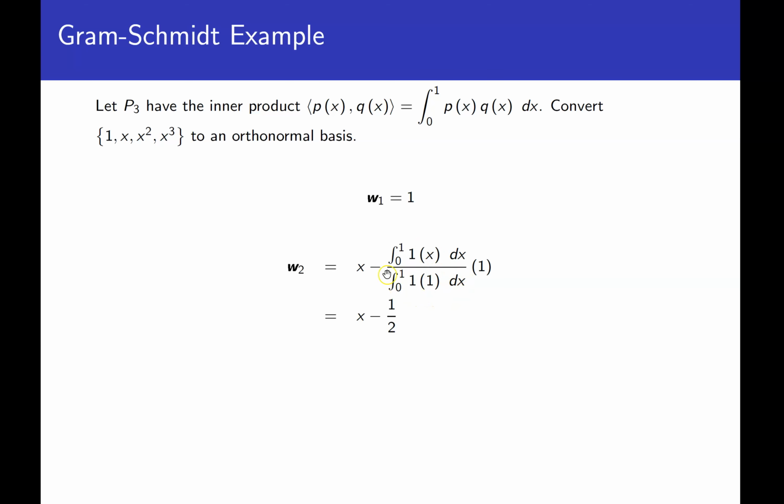Also notice here that this number in the denominator is a 1, and this ends up being the square of the magnitude of the vector 1 here, right? Because it's the dot product of the vector with itself, which is the square of the magnitude.